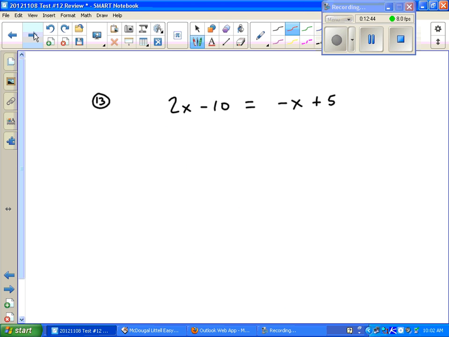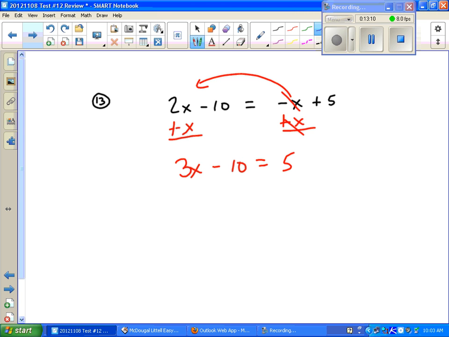Number 13 says 2x minus 10 equals negative x plus 5. Move your smaller x over to your larger x's. That says negative x or minus x. Undo it by adding x. If you're going to add x to the right, you have to add x to the left. 2x plus x or plus 1x is 3x. Bring down your minus 10 equals. These will cancel each other out. You still have a positive 5 on the right.